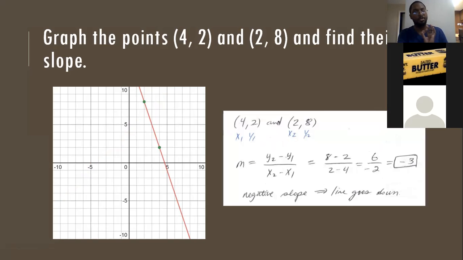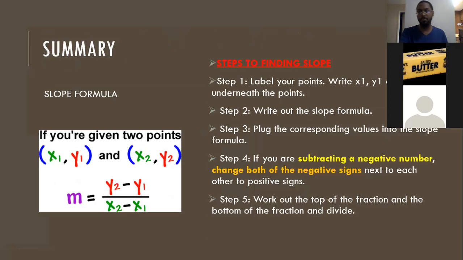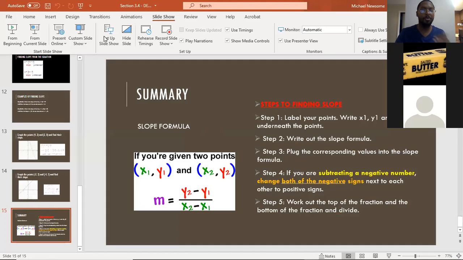So we always label the points. We write the formula out. The formula is y2 minus y1 over x2 minus x1. We do the top, we do the bottom, we divide. I'm not going to belabor the point too much. That's practice. You're going to practice that and get it real good, and it'll be great. I know I'm going through that pretty fast, but that's just an old slide. Just make sure you know how to do that.